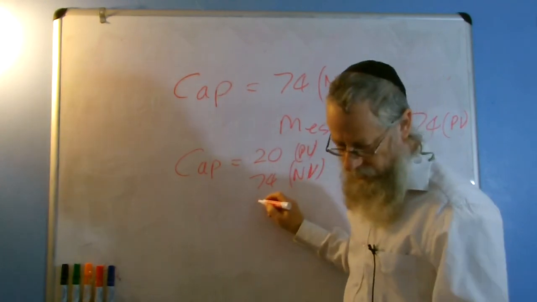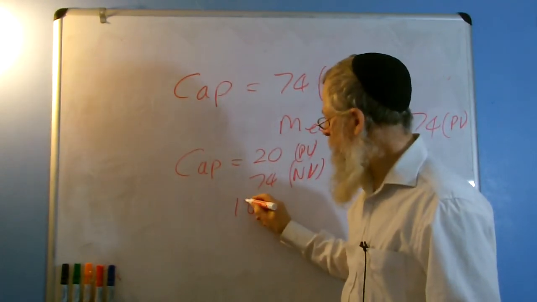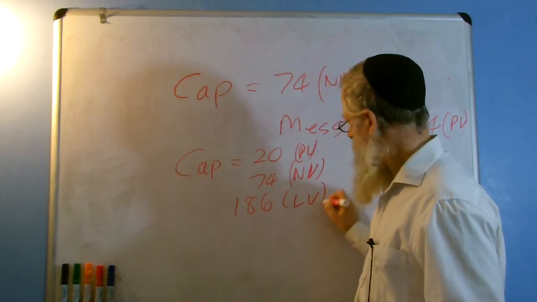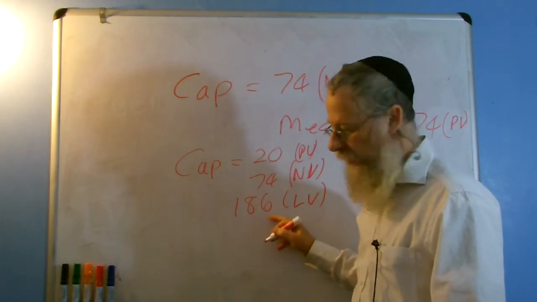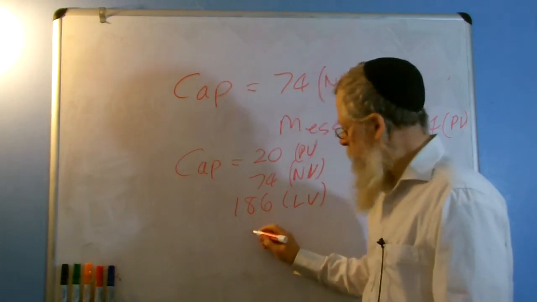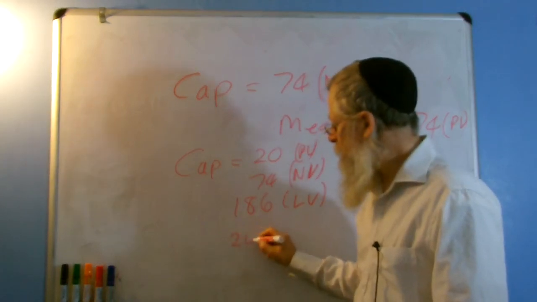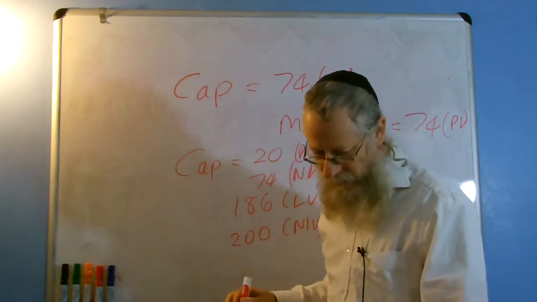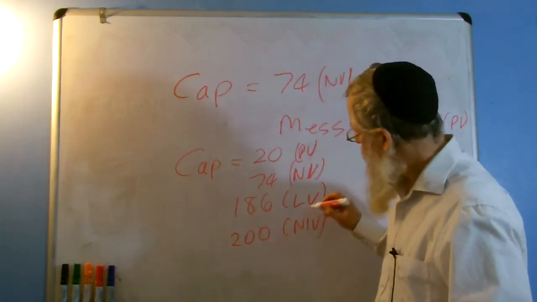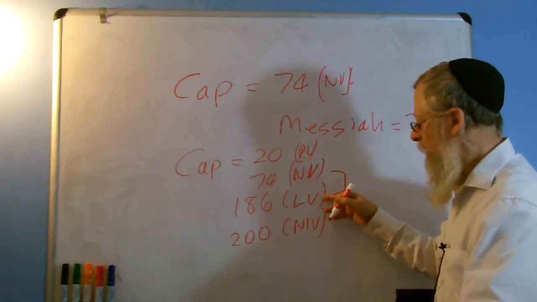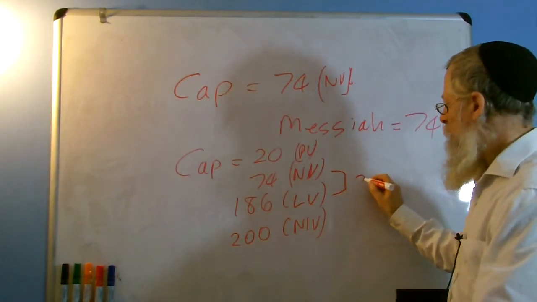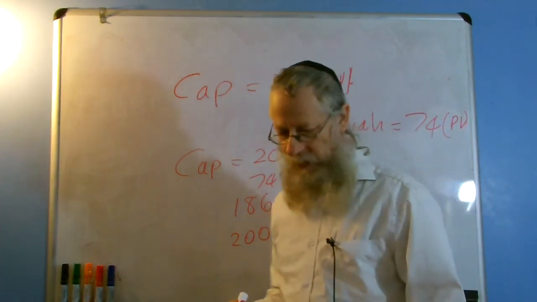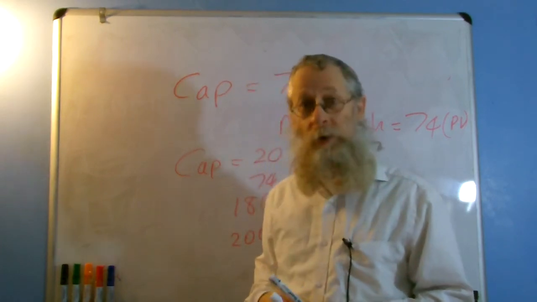It has the large value, 186, which is a very interesting number, which we'll go into some other time. It's actually toward makom, place in Hebrew. And it has the normal inner value of 200. That's the NIV. These are the basic four values. If I add together the normal and the large value, I'll get 260. Okay, 260.